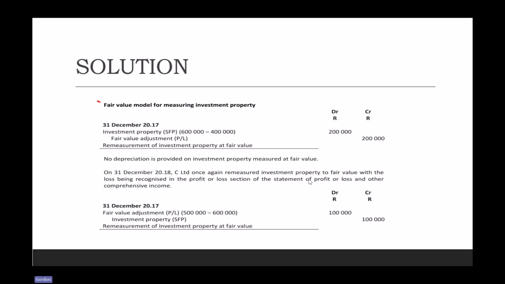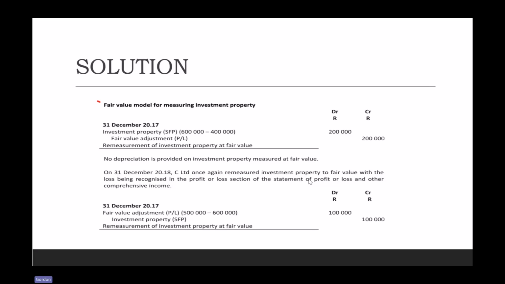If this property was property, plant and equipment, and this property was revalued, not fair value, but revalued, it would have been debit PPE 200,000, credit OCI, other comprehensive income 200,000. It wouldn't be credit profit and loss. It would be credit other comprehensive income. But because it's an investment property, the credit goes to profit and loss. That's the corresponding entry.